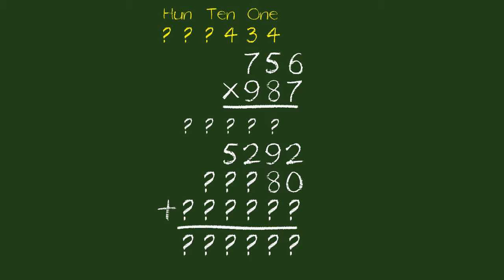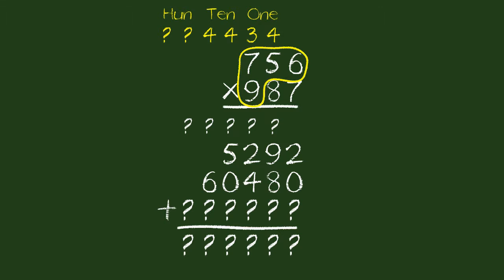5 times 8 equals 40. But we need to add the 4 in the carry location here to the 40. 40 plus 4 equals 44. We can put the 4 of the 44 in the hundreds answer location and the other 4 in the carry location here. Now multiply the 7 times 8. 7 times 8 equals 56, but we need to add the 4 in the carry location here to the 56. 56 plus 4 equals 60. The 0 of the 60 goes in the thousands answer location, and the 6 of the 60 goes in the ten thousands answer location.